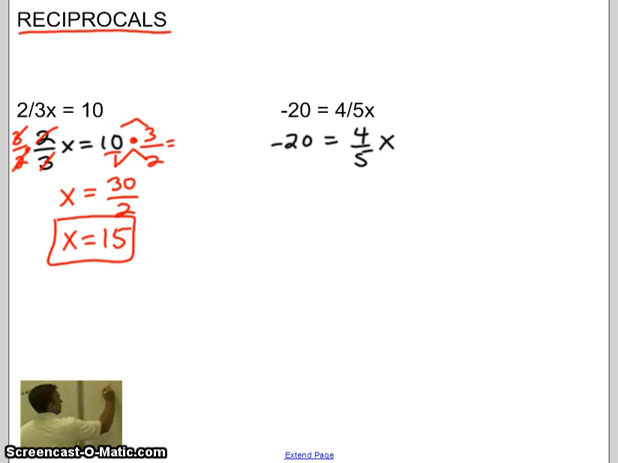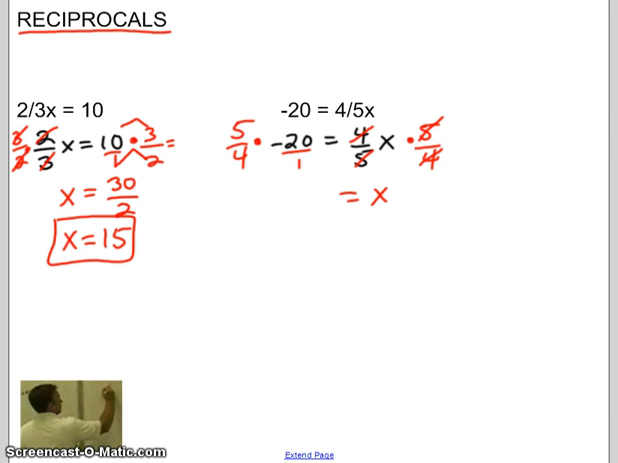Alright, this one, I know it's written in reverse. We're still going to multiply by the reciprocal, and if you can't fit it in between the equal sign, we're just going to do it over here. The reciprocal of 4/5 is 5/4. Cross cancel. Left with x over here. Make sure you multiply both sides.